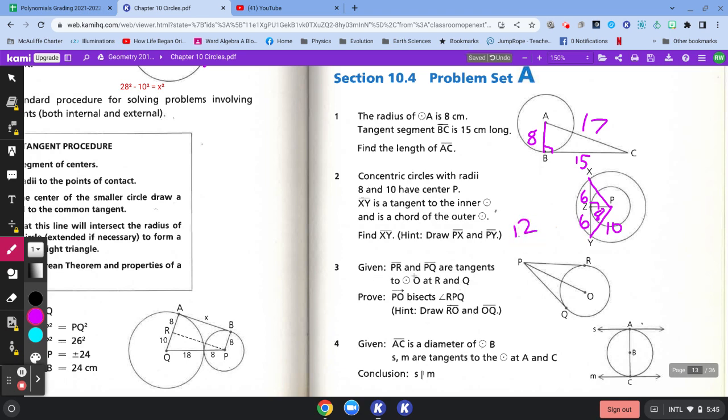Okay, number 3, given PR and PQ are tangents to circle O at R and Q, so there's the tangent. We want to prove that PO bisects angle RPQ. Okay, and they've given you a hint to draw RO and QO, or OQ. So we're going to do that. Okay, and hopefully you're starting to see what you can do with this. Pause the video and take note of what we've done here.